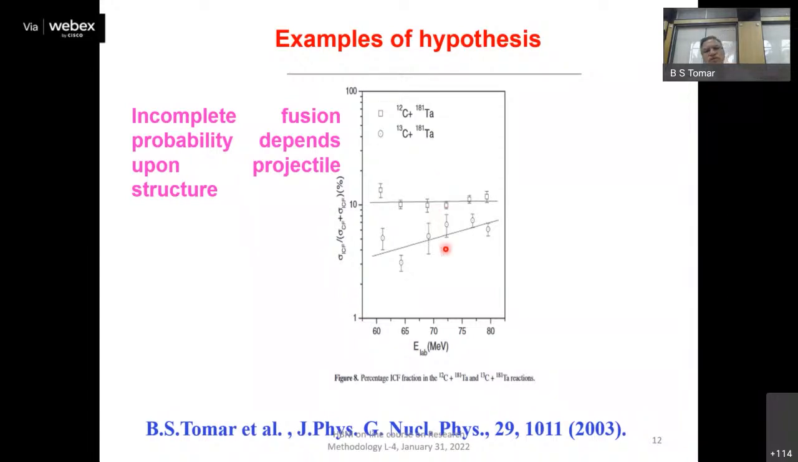Now this is the statement which is true, and future physicists will make this a statement in their introduction: that incomplete fusion probability depends upon projectile structure. That is how you start with a hypothesis, and once the hypothesis is tested, it becomes common knowledge for the future generation. So that is how you have to do the experimentation. A lot of experimentation will be required, but that is the outcome of hypothesis research.